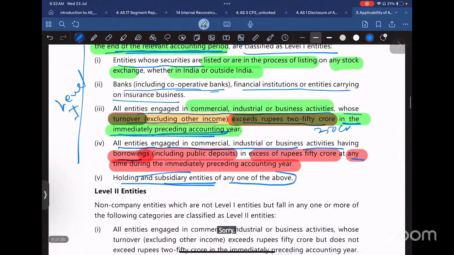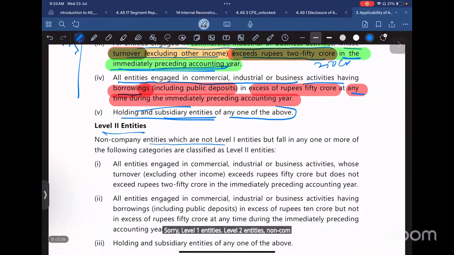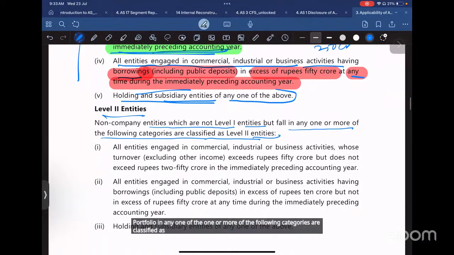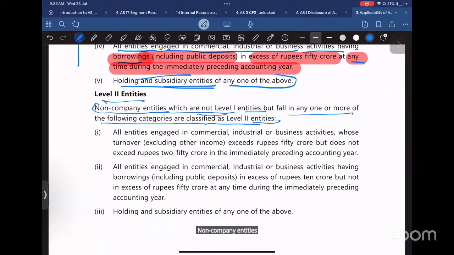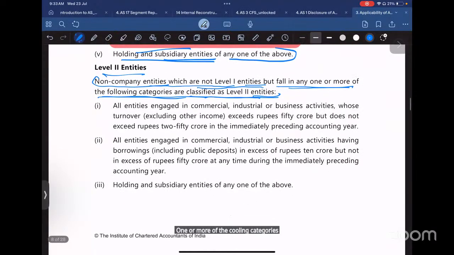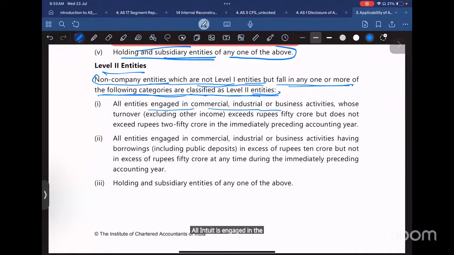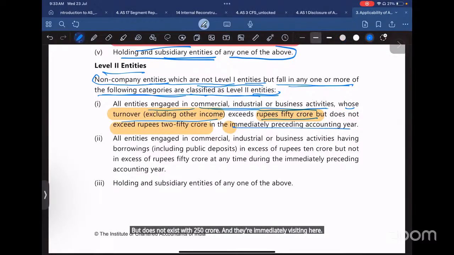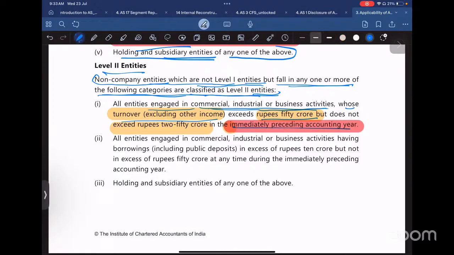Level 2 entities: non-company entities which are not Level 1 entities but fall in any one or more of the following categories are classified as Level 2 entities. All entities engaged in commercial or industrial business activity whose turnover, excluding other income, exceeds rupees 50 crore but does not exceed 250 crore in the immediately preceding accounting year.